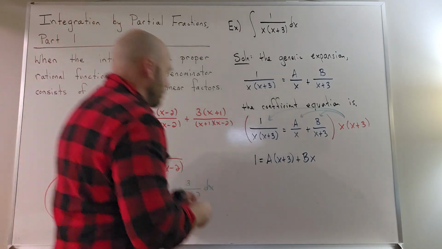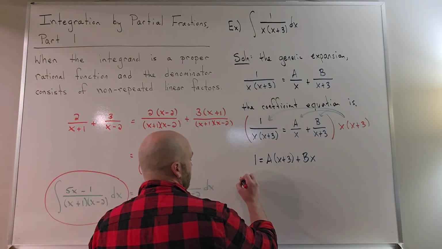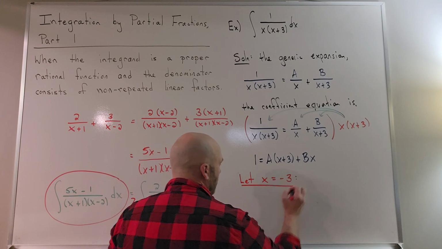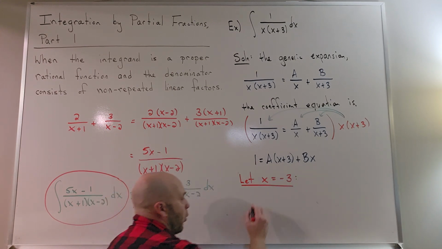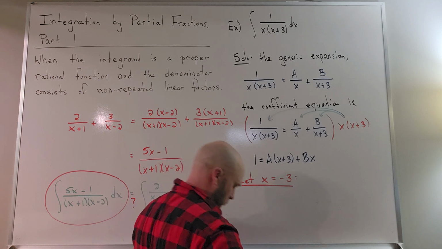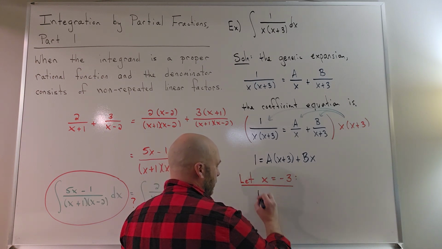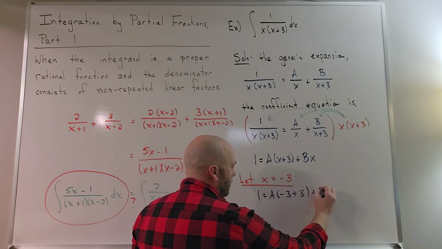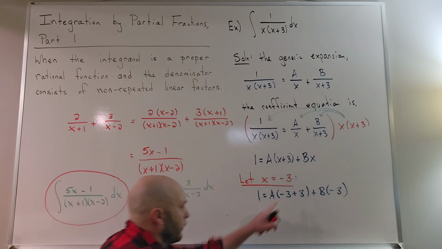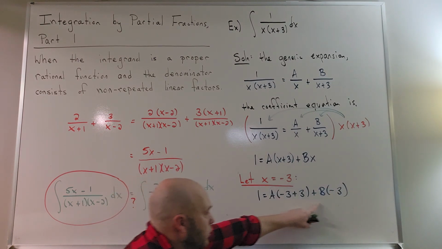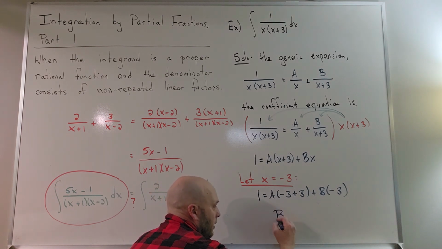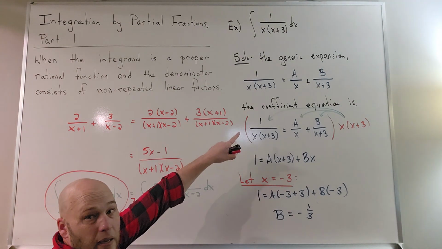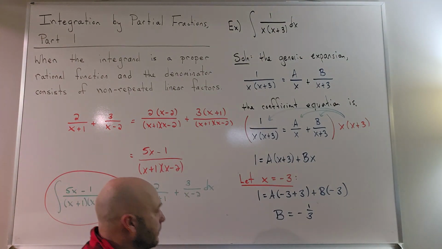Okay, so again, let's choose some convenient x values. If I say let x equal to -3, and I plug that into this equation, I get 1 is equal to a times -3 plus 3 plus b times -3. Well, of course, this term here is 0, and then I can just divide by -3, and I find out that the coefficient b has to be -1/3. So in that generic expansion that I have up above, I now have the value for b.